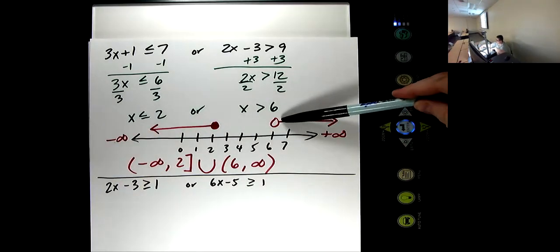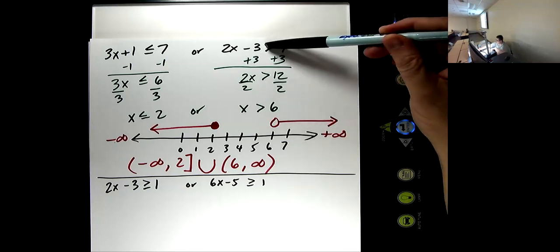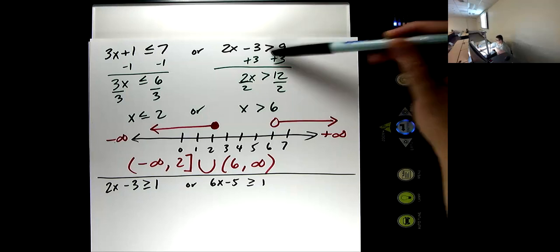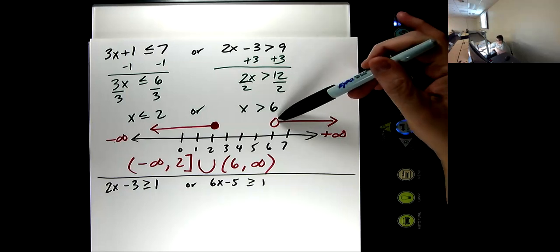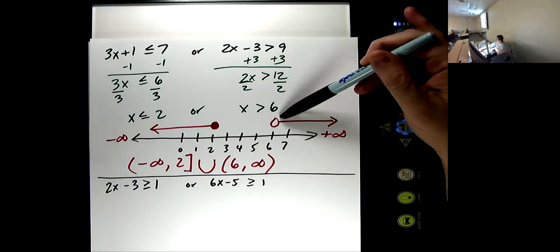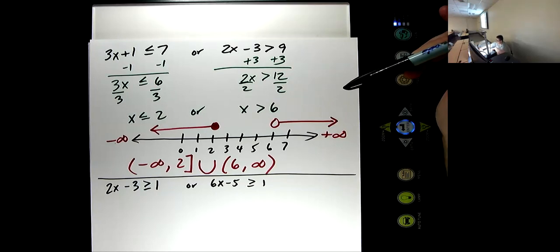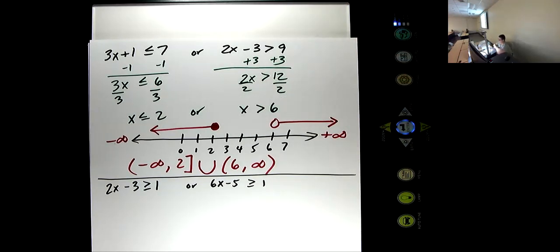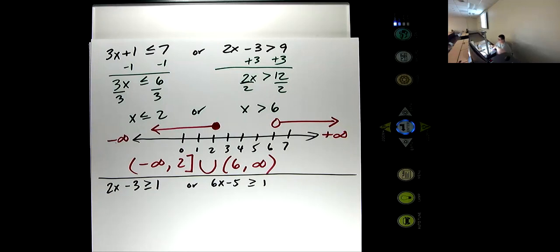6 will not answer this. 6 doesn't work in either of these equations. If we put 6 in here, we get 9 is greater than 9, which is not true. 9 equals 9. But 6.0001 works. So anything just above 6 works. So we put a circle on 6. We don't fill it in because 6 doesn't actually solve the equation. Does that make sense? Yeah. And if it does solve the equation, we fill it in. The bracket goes with the fill-ins. Okay. Bracket is fill in. If it's not filled in, it's parentheses.